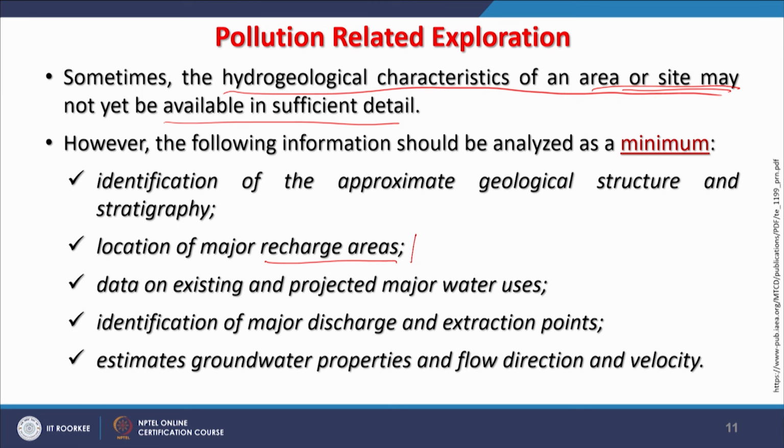and also estimates of groundwater properties, flow direction and velocity. Because we have been discussing that if we can create a longer path for flow, and also find the areas where the velocity is low, those can be better sites. That is why groundwater properties and flow properties are very much required.